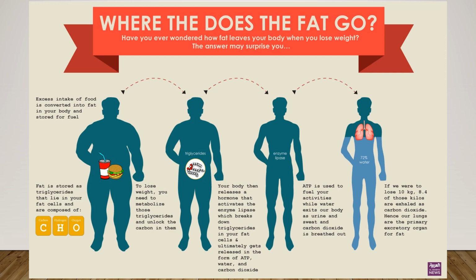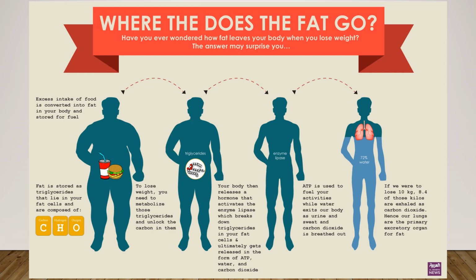So if we were to lose 10 kgs, to give an example, our body is made of 72% water, right? If we were to lose 10 kg, 8.4 of those kilos are exhaled as carbon dioxide. Hence, our lungs are the primary excretory organ for fat. People must know this, because we tend to feel that if we sweat it means we are burning fat. So no, it does not work like that.